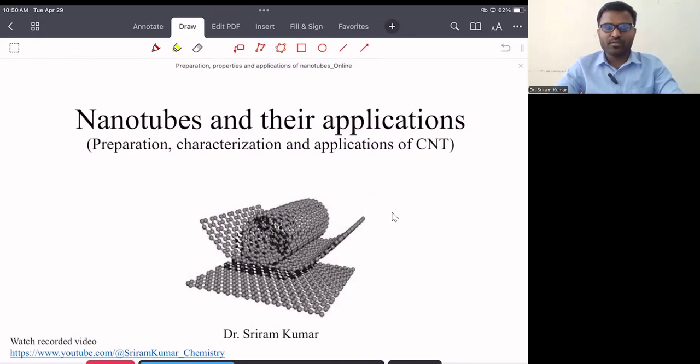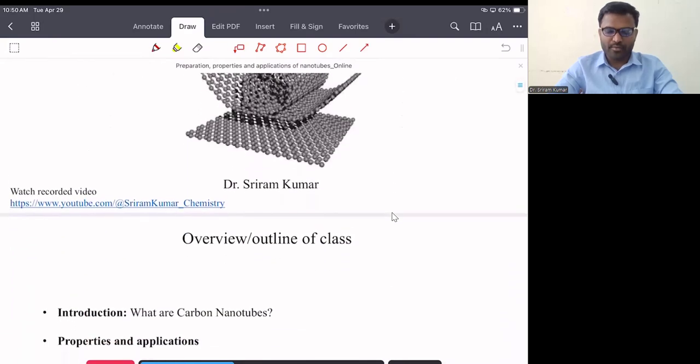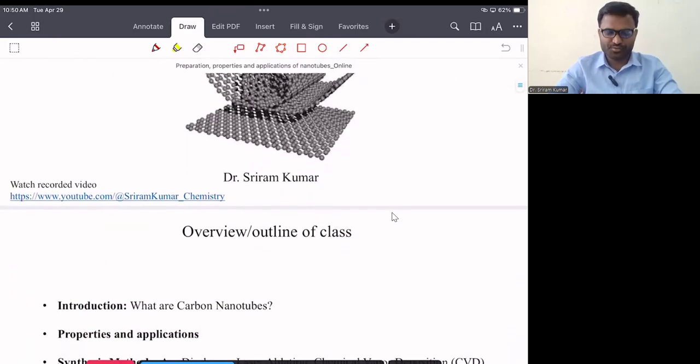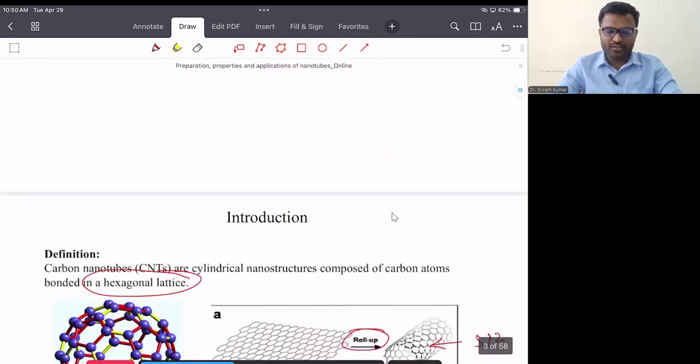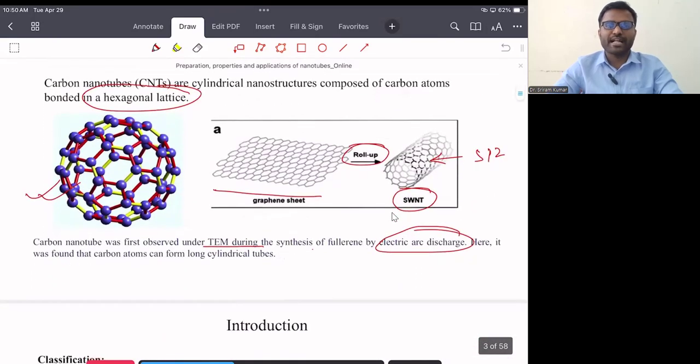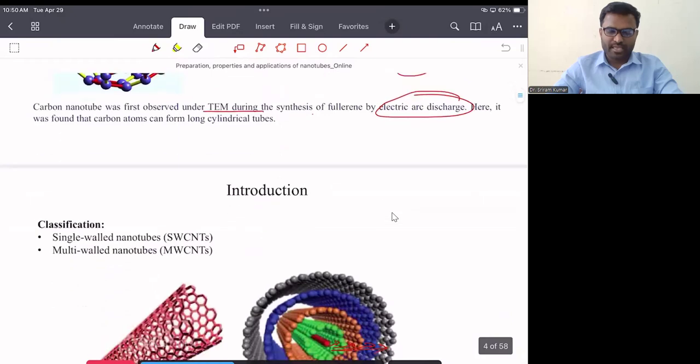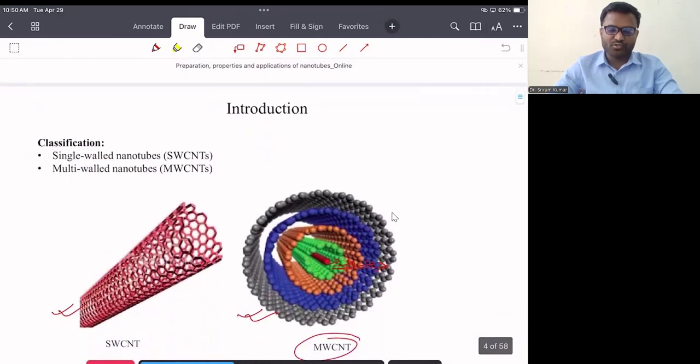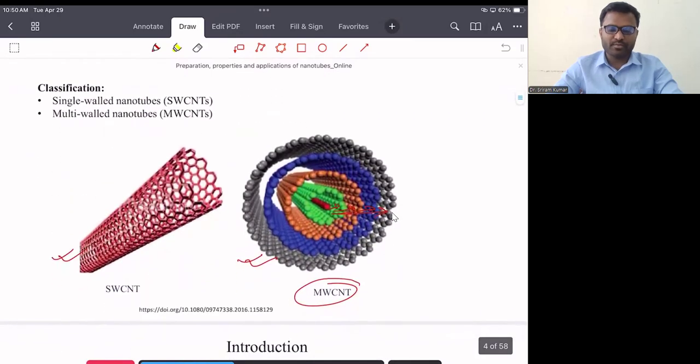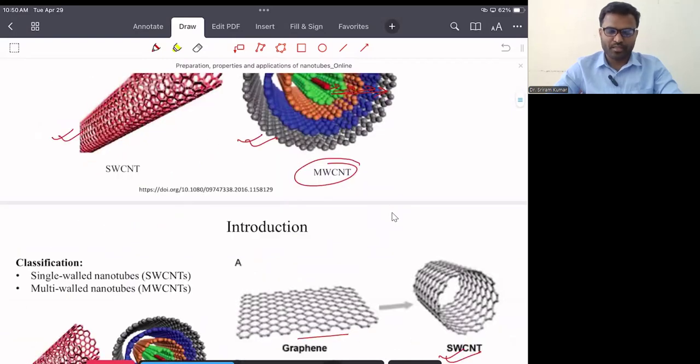Today we are going to learn the important applications of carbon nanotubes. In the last class, we had a discussion about carbon nanotubes, and we understood what a carbon nanotube is and the types of carbon nanotubes, for example, single-wall CNT and multi-wall CNT.